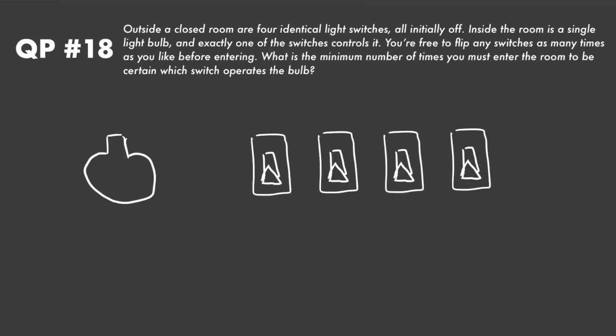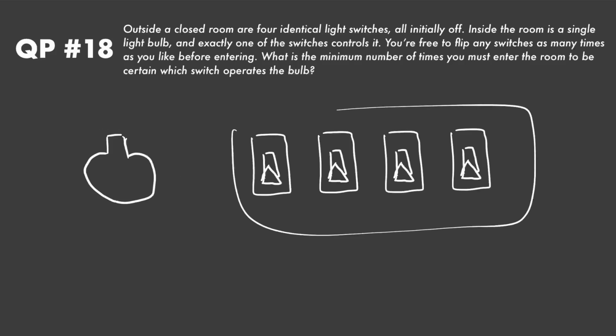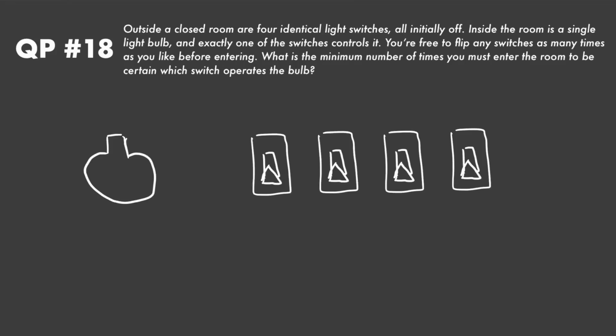Alright, just to illustrate this, I have a little drawing. I know my light bulb is not very good, but this is supposed to be a light bulb over here, and then these are your 4 light switches outside of the room. So let's label them 1 through 4: switch 1, 2, 3, and 4.